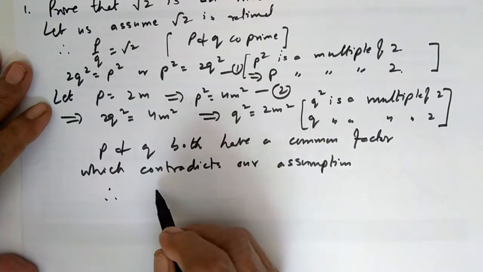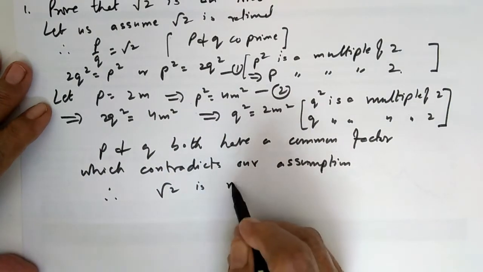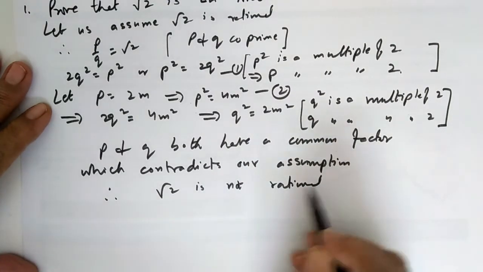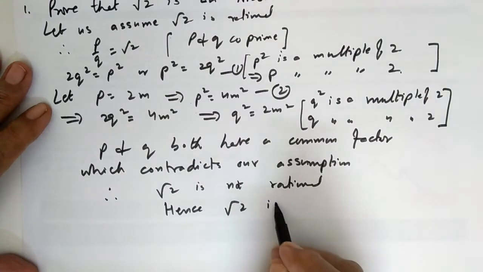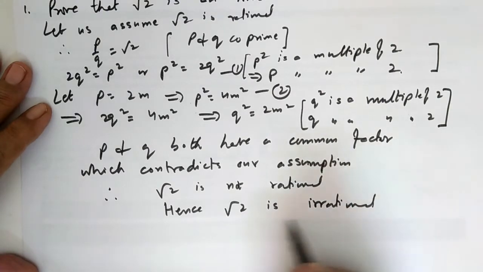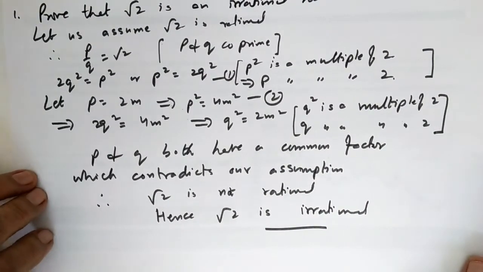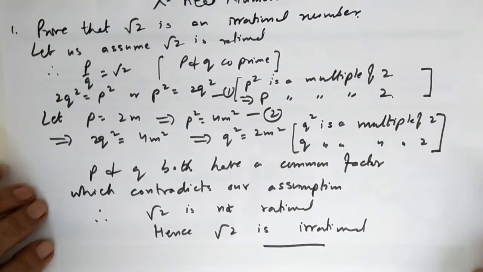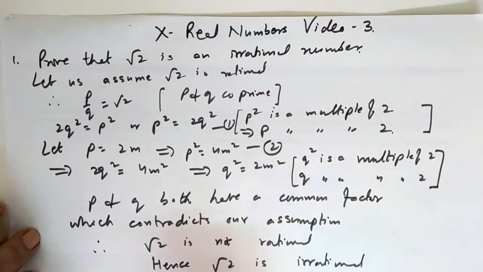Therefore, root 2 is not rational. Hence, root 2 is irrational. Hence proved. अच्छे से समझिए बेटा, लिख कर करेंगे इनको प्रैक्टिस. तो ये ऐसे ही रूट 3, रूट 5, रूट 7 हम इसको ले सकते हैं.